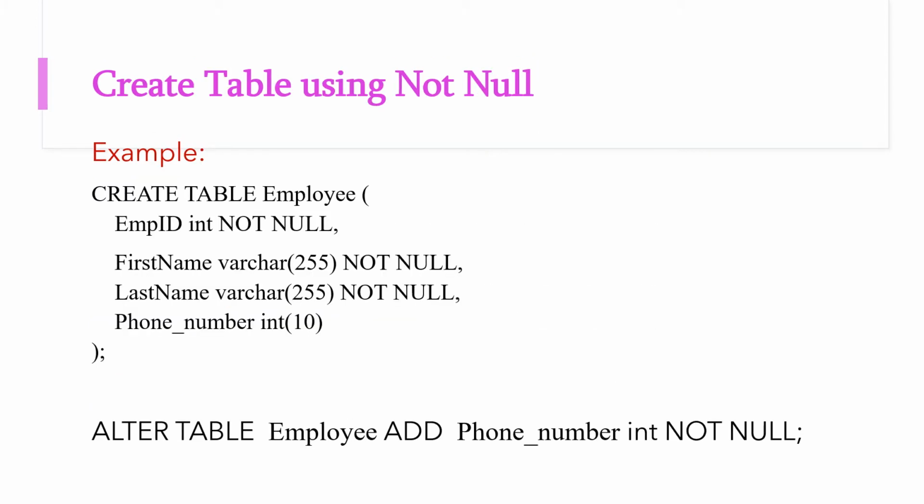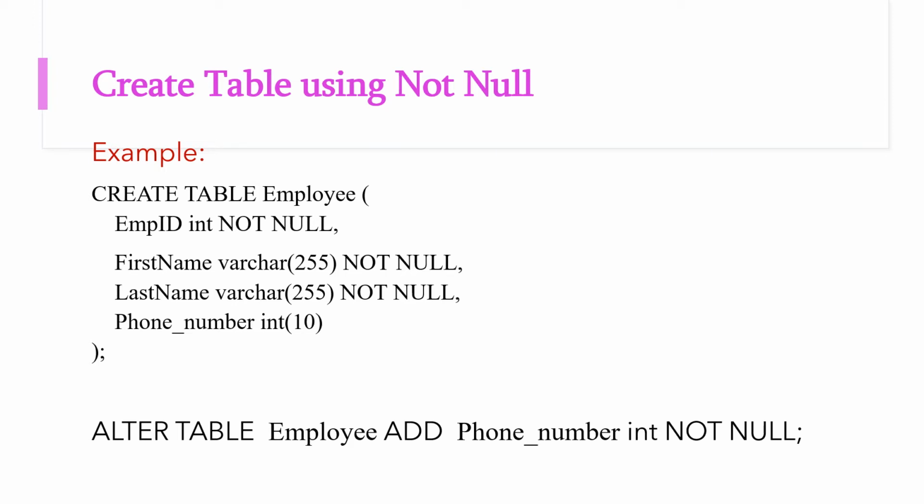First, we are going to see the SQL not null constraint. By default, a column can hold null values. The not null constraint enforces the column to not accept null values. So this is the syntax and example for specifying the not null constraint while you are creating the table.